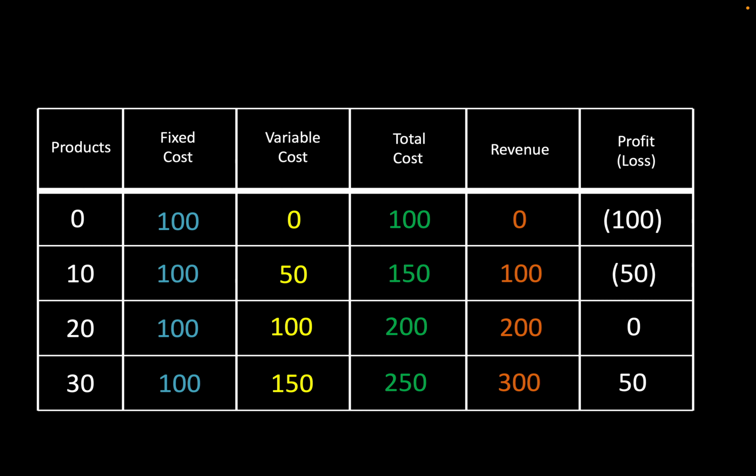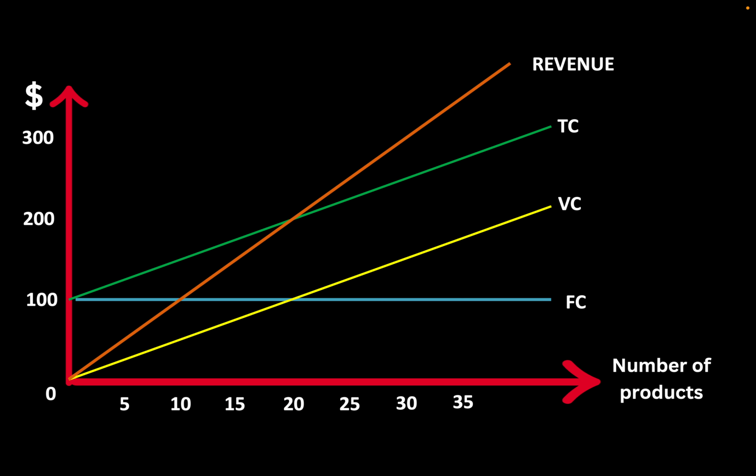And that leads us now to our revenue line. Again, if I don't sell any products, I don't make any revenue. So I'm going to start at the axis, and then for every 10 products, revenue is going to equal $100. And so my revenue line will look like this. So that is what a break-even analysis diagram looks like. It's got the fixed cost, variable cost, total cost, and the revenue.